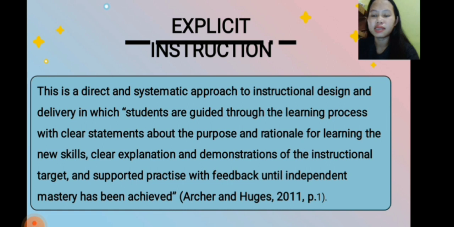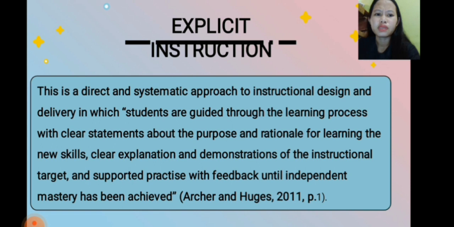This is a direct and systematic approach to instructional design and delivery in which students are guided through the learning process with a clear statement about the purpose and rationale for learning the new skills, clear explanation and demonstration of the instructional target, and supported practice with feedback until independent mastery has been achieved. That's according to Archer and Hughes in 2011, in their book, page 1.